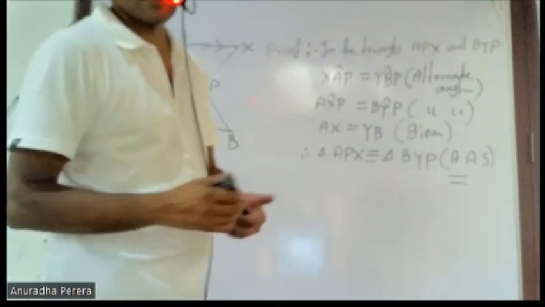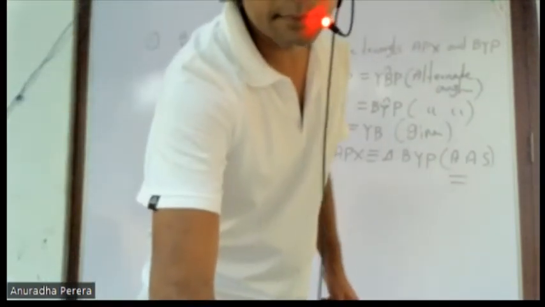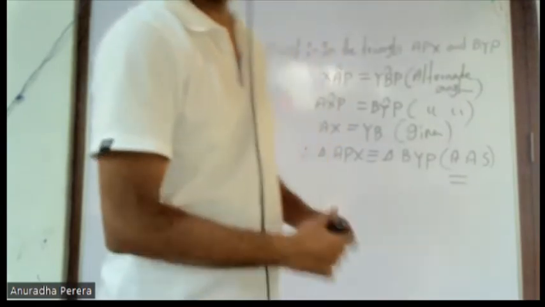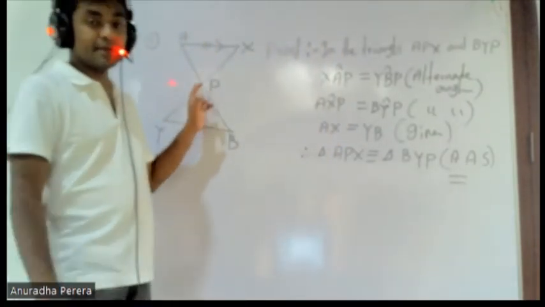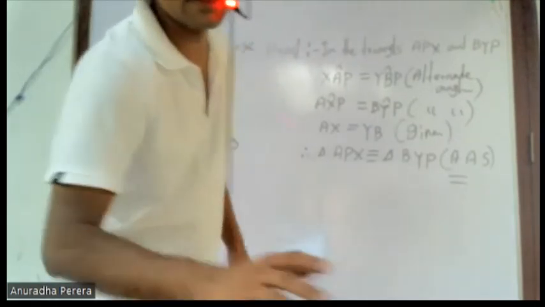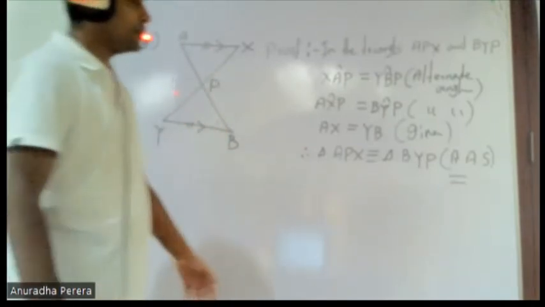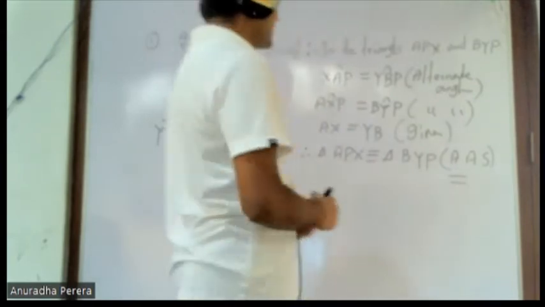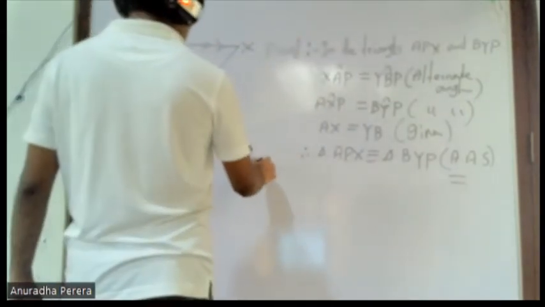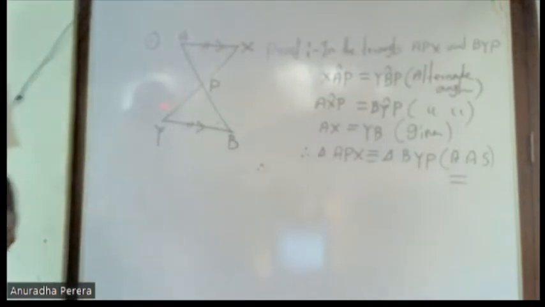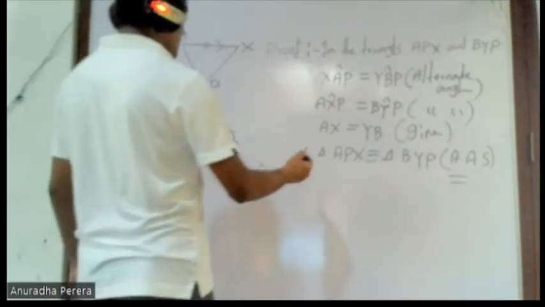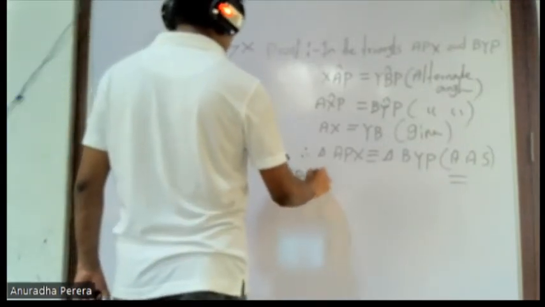Therefore, yes, but vertically opposite angles also can be considered. You can take a vertically opposite angle too. Leaving the alternate angle, you can prove it by taking a vertically opposite angle. However, the case is angle, side. Therefore, what can we say? AP equals PB.